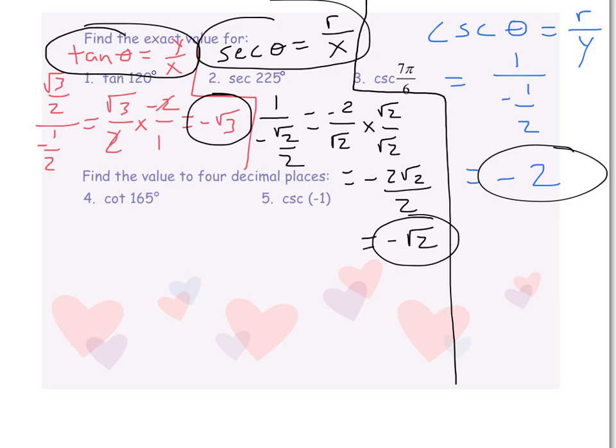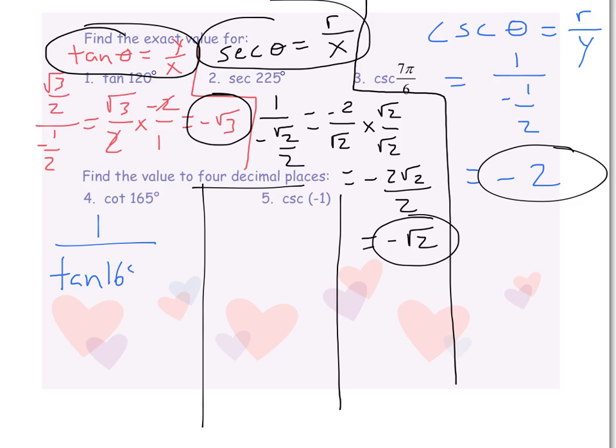We've already talked in class about using the calculator. That's what's going on here. If it says round to 4 decimal places, we're using a calculator to do it. One thing I want to point out is that on a calculator you will see there's no cotangent value. Remember that cotangent is the reciprocal of tangent. There is a tangent value, so what you really need to type in is 1 over the tangent of 165 degrees. Same thing with cosecant.